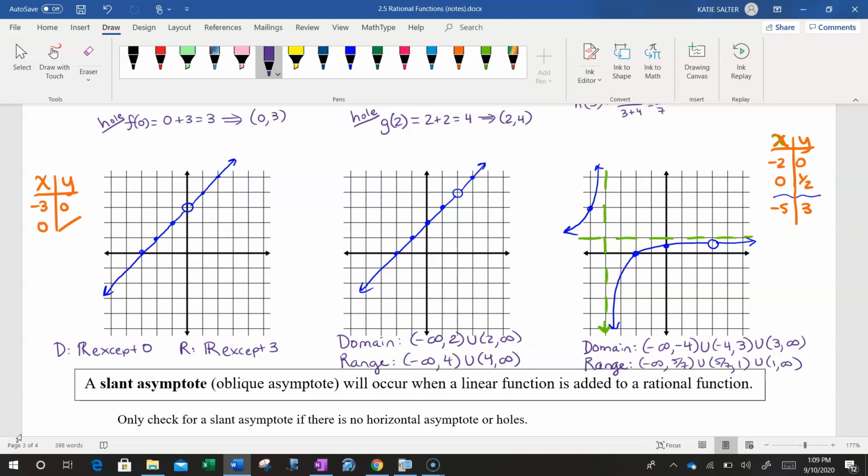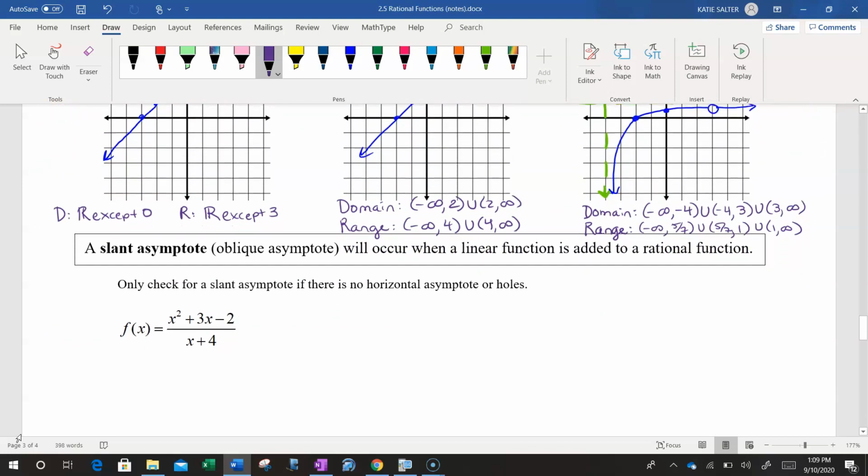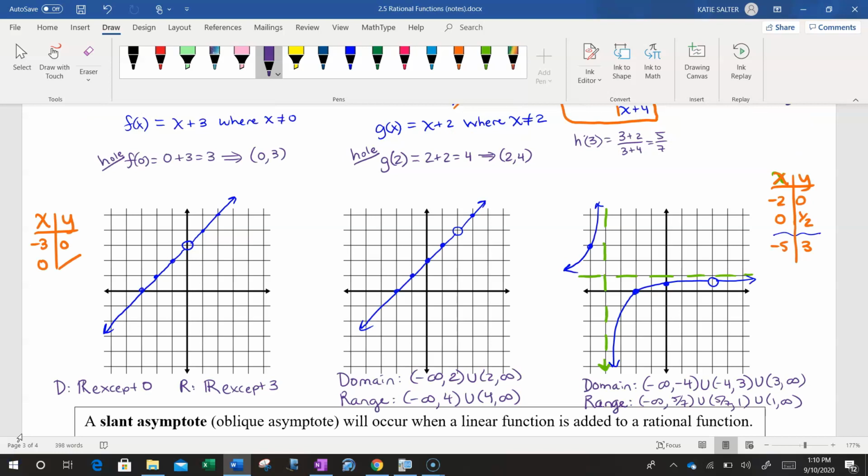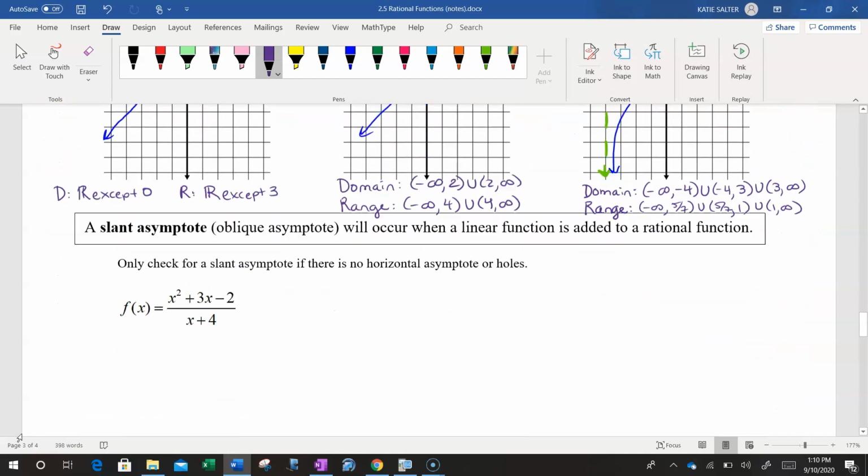All right, last part. What about slant asymptotes? A slant asymptote, which also can be called an oblique asymptote, will occur when a linear function is added to a rational function. And a slant asymptote is only going to occur if there's not a horizontal asymptote. So anytime you're doing a problem, if it has a horizontal asymptote, you should not be checking for a slant asymptote. If it doesn't have a horizontal asymptote, but it has a hole, like these first two examples that we did, because they just come out to be a line with a hole in it, you don't need to be checking for a slant asymptote. Plus, when you reduce them, it's just a linear equation.